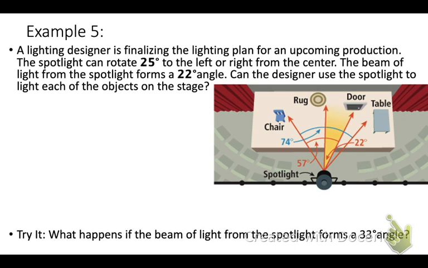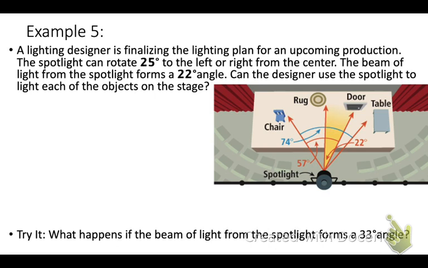So, a lighting designer is finalizing the lighting plan for an upcoming production. The spotlight can rotate 25 degrees to the left and to the right. So this center line is center. The light can rotate 25 degrees center to 25 degrees center. Got it? Okay. So, the beam of light forms a 22 degree angle. So they have the light on there, correct?